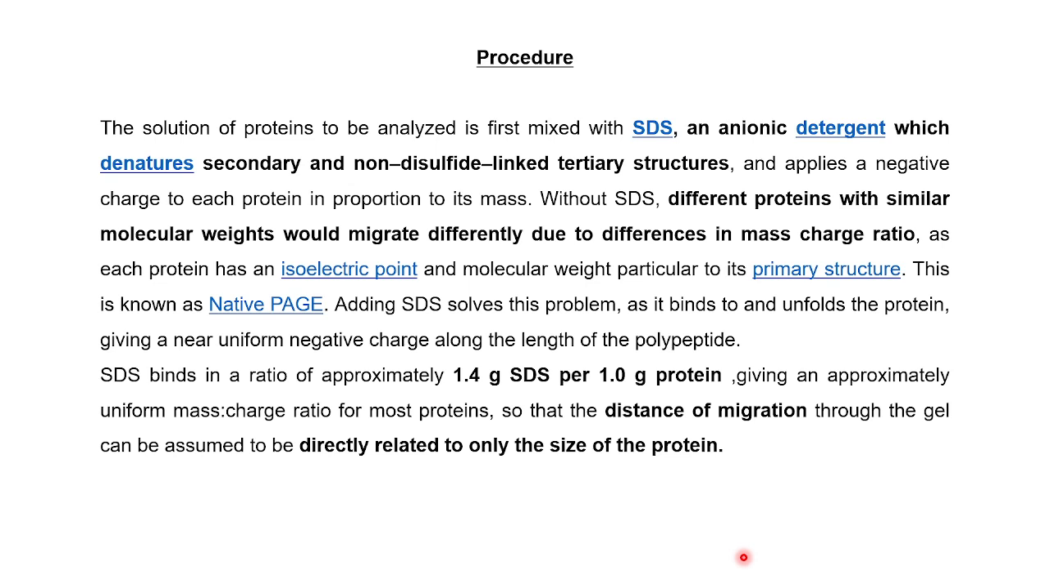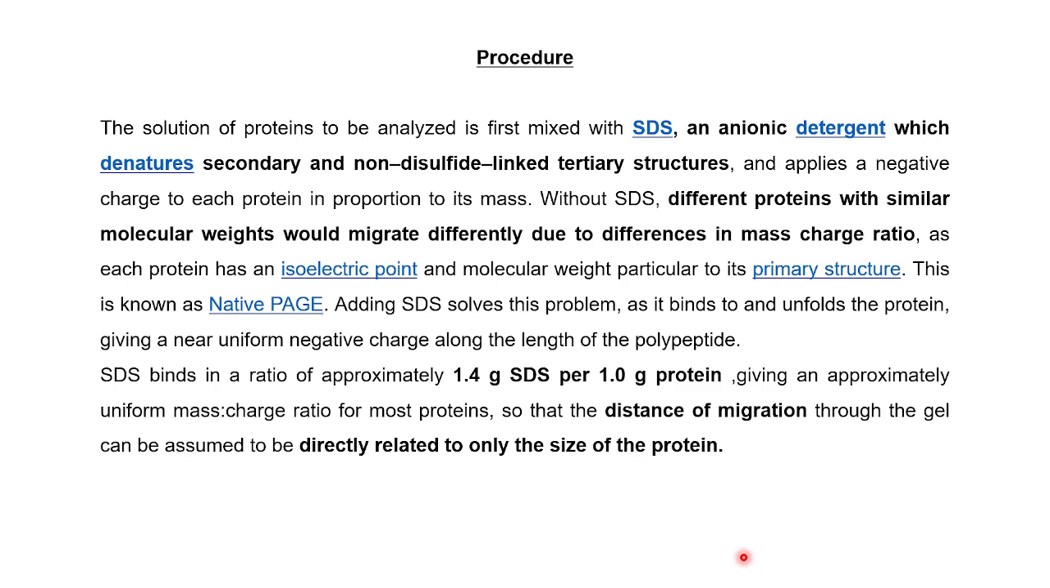Now, the solution of the proteins to be analyzed is first mixed with SDS, an ionic detergent, which denatures secondary and non-disulfide linked tertiary structures and applies a negative charge to each protein in proportion to its mass. Without SDS, what happens?